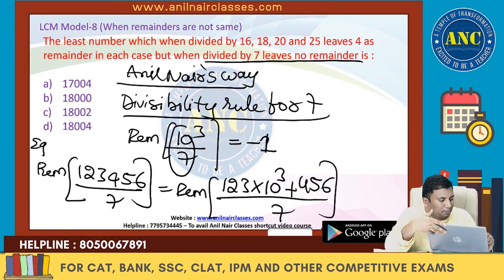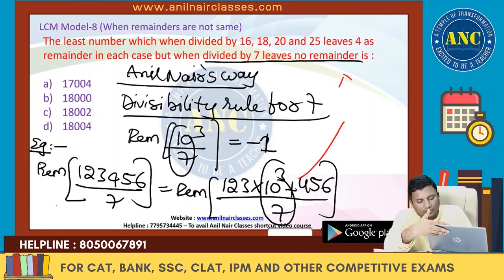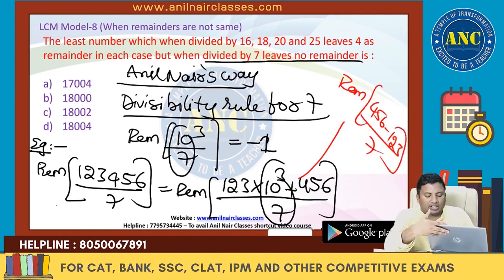This is an example, nowhere related to this question. 10 cube divided by 7 is minus 1. So this will become 456 minus 123 divided by 7, which is the remainder of 333 divided by 7. Answer is 4.